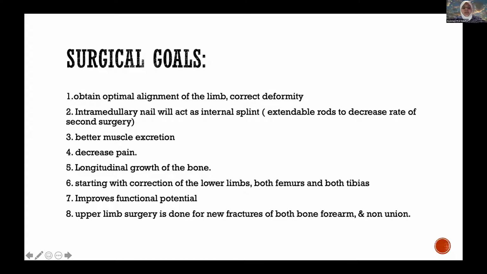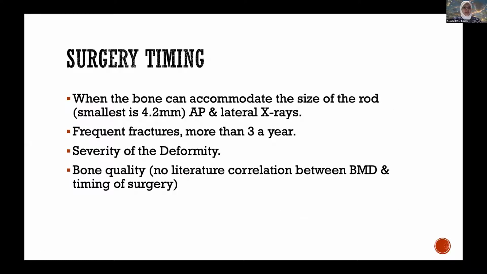We try to give them a better muscle excursion for the muscles to move, decrease their pain, get a better longitudinal growth, and we start correction of lower limbs before upper limbs. We do both femurs, both tibias as soon as we can, to improve their muscle function and functional potential. Upper limb surgery is only done if they have non-union or if it is a fracture of the forearm.